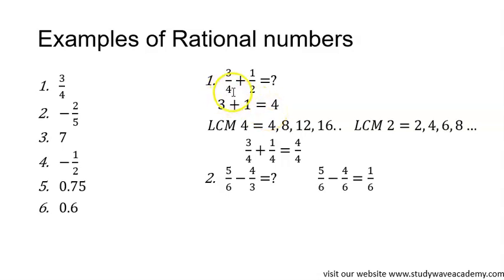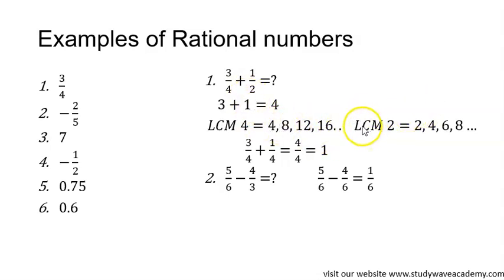Now we have to look for the common multiple of 4 and 2. The common multiple of 4 and 2 is 4. Okay? You know how to get the lowest common multiple, right? If you have a number 4, you keep adding 4, keep adding 4. 4 plus 4 is 8. 4 plus 8 is 12. 4 plus 12 is 16. And it keeps on going. It doesn't have an end, okay?